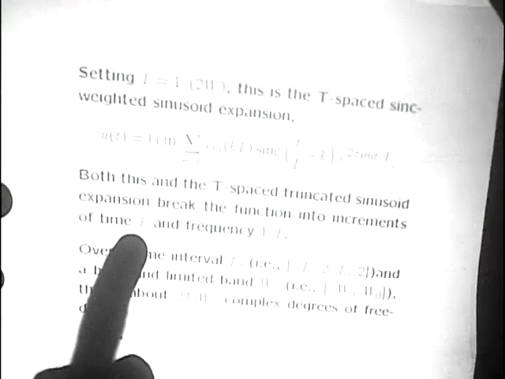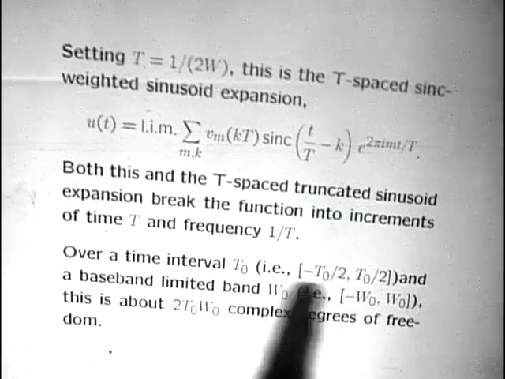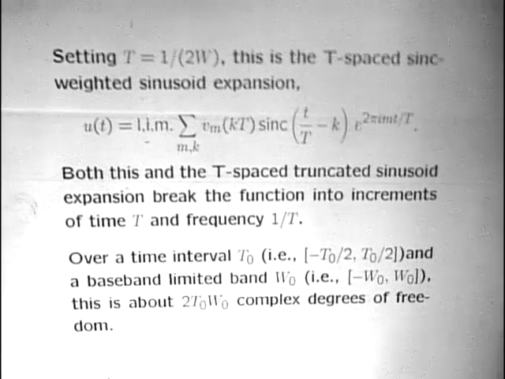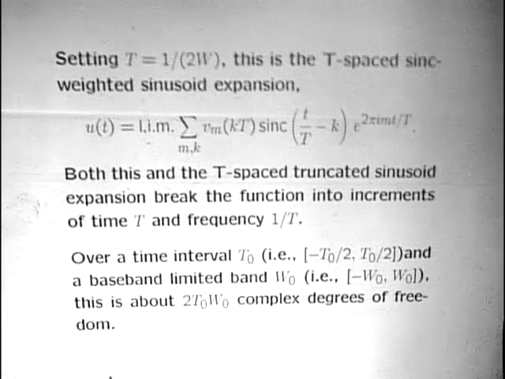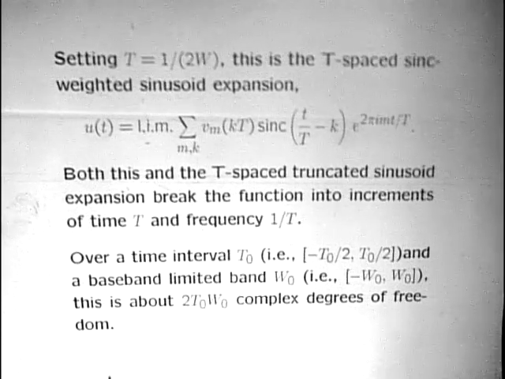And we can look at that as increments of time T and increments of frequency 1 over T, but in fact 1 over T is 2W, so the increments in time we're using in both of these expansions are T. The increments in frequency we're using are 2W.